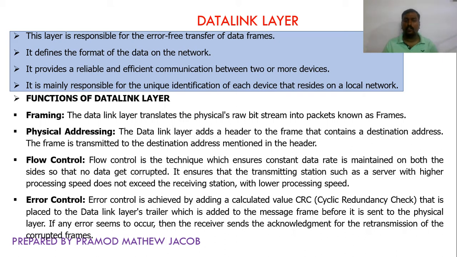Next is error control, which is achieved by adding a calculated value called the CRC, cyclic redundancy check code. We will learn about this CRC code in the second module in detail. It is just a code for identifying whether the message is received correctly at the other end. If it is not received correctly, the receiver will send an acknowledgement for the retransmission of the corrupted frames. So these are all the functions of the data link layer.